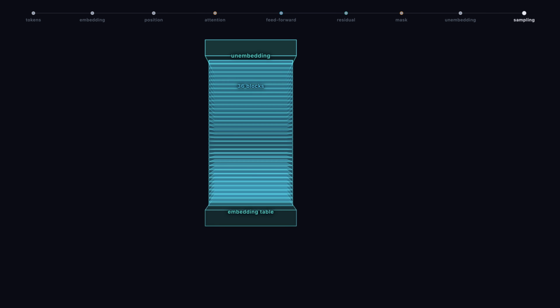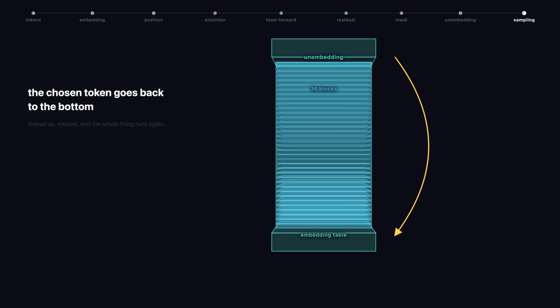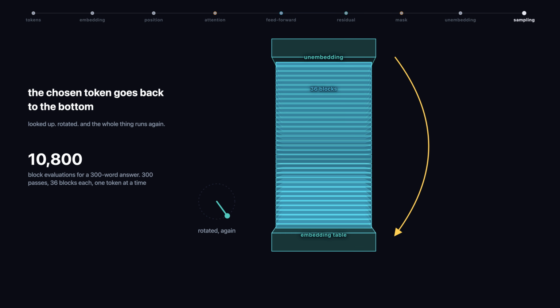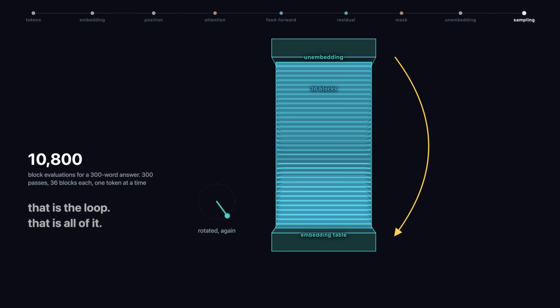Then the chosen token goes back to the bottom, gets looked up, gets rotated, and the whole thing runs again. Every token you have ever seen a model produce cost one full pass through all 36 blocks. The 300 words of an answer are 300 passes. That is the loop. That is all of it.